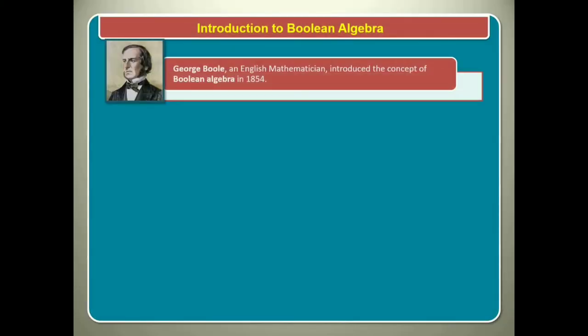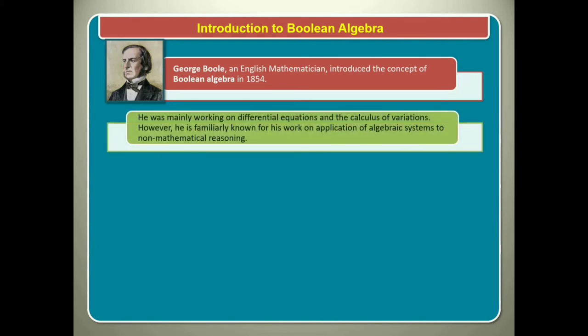George Boole, an English mathematician, introduced the concept of Boolean algebra in 1854. He was mainly working on differential equations and the calculus of variations. However, he is familiarly known for his work on the application of algebraic systems to non-mathematical reasoning.